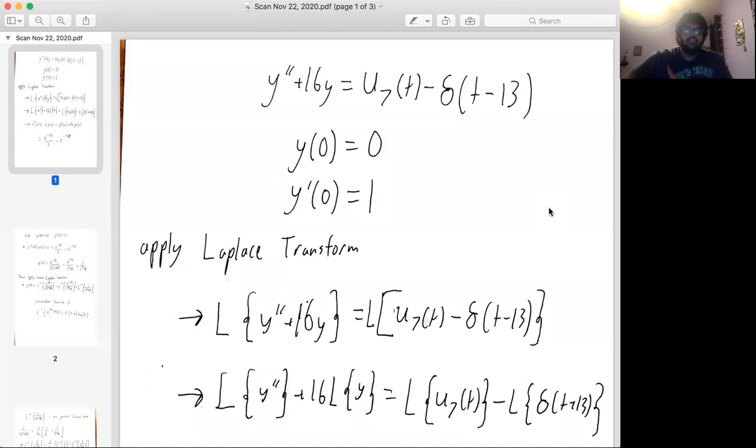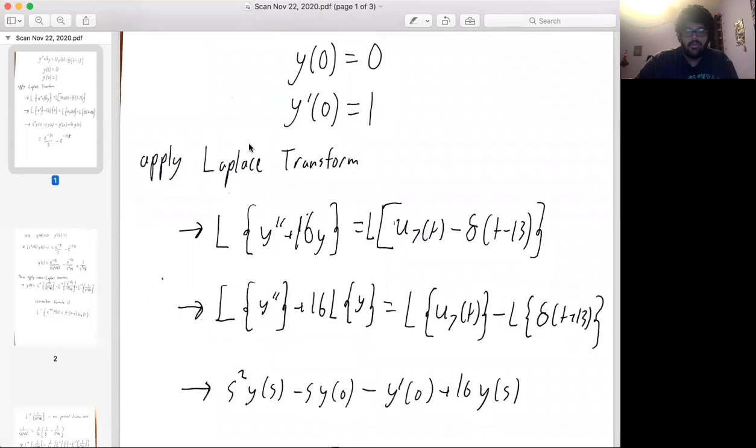Okay, this is my screencast 6. We're going to be solving this equation: y'' + 16y = u_7(t) - δ_ε(t - 13), with the initial conditions y(0) = 0 and y'(0) = 1. So we're going to use the Laplace transformation method.